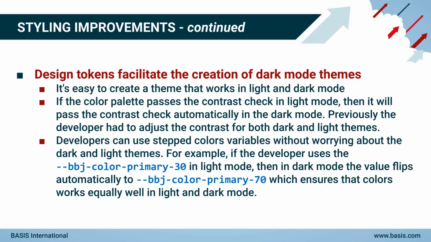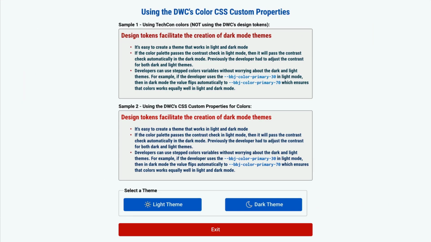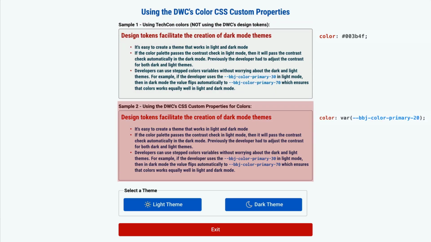Let's see how using the stepped color variables plays out in real life with a demo. This DWC app includes two sample sections with the same text. The difference between the two sections is that the top section uses discrete colors from the TechCon color palette, and the bottom section uses the DWC's CSS color variables.